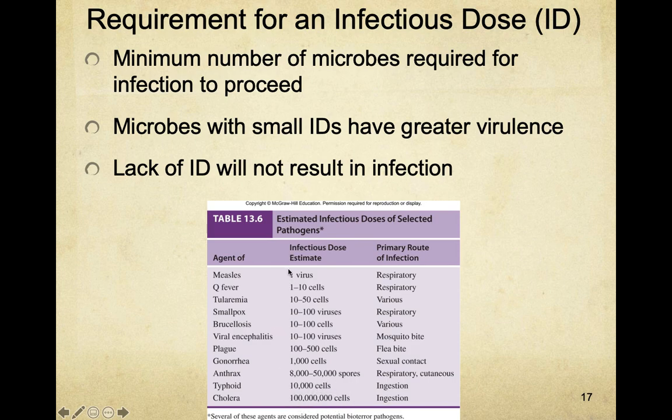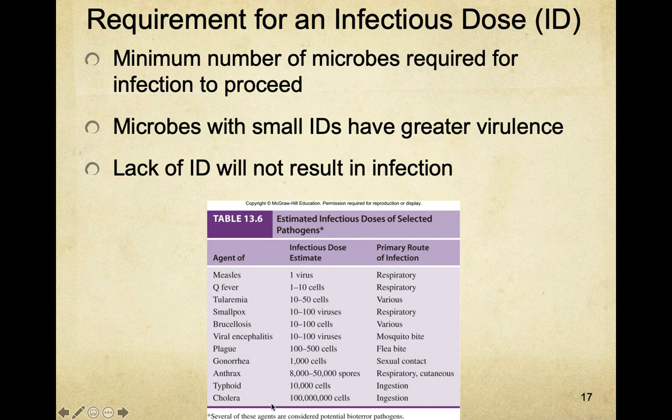These guys down here, they tend to be viruses. Once again, viruses live inside of the cells. They're parasites. Tularemia is also a parasite. Smallpox is a virus. Brucellosis, very small bacteria. So these guys hide. They're very good at hiding, so it's easy for them to have a very low number, a very low infectious dose.